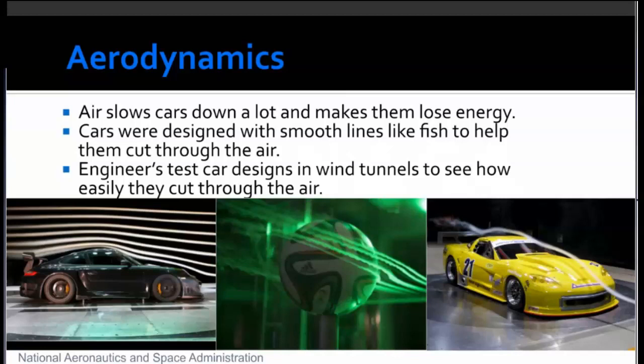Air slows cars down a lot and makes them lose energy. Cars were designed with smooth lines like fish to help them cut through the air. Engineers test car designs in wind tunnels to see how easily they cut through the air. And I'll say that in looking at aerodynamics, it's not just going through the air. Whenever you think about Olympic swimmers, they pay attention to their uniforms and how they flow through the water. And you don't typically see hairy swimmers at the Olympics because that hair slows them down.